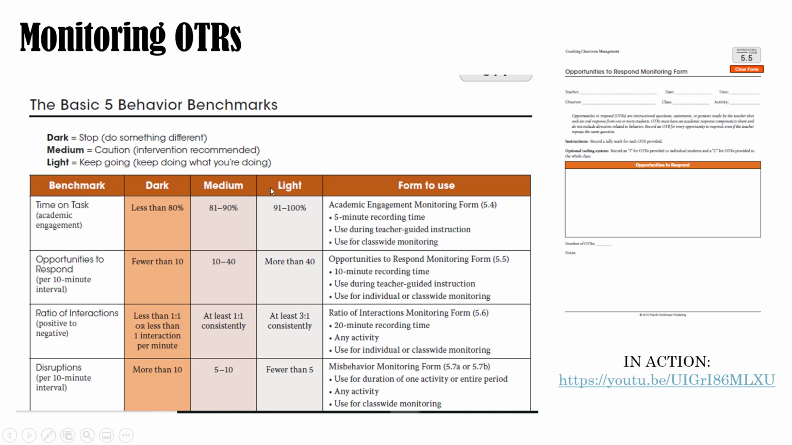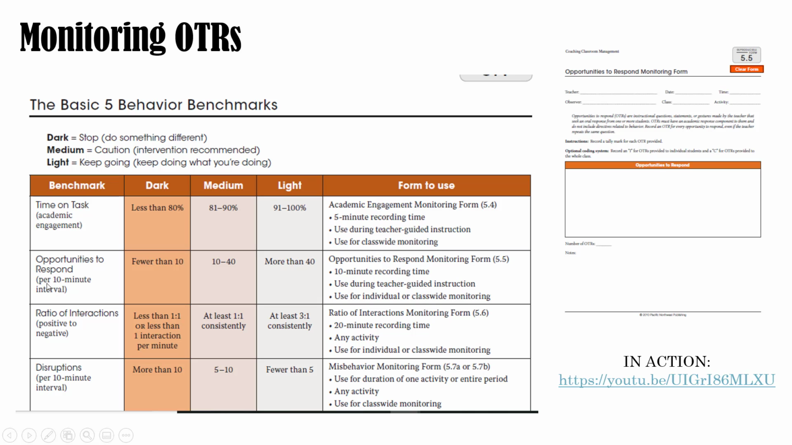So what this means is you want to look at how much time they're on task. And we've talked about different ways to record this. You can do interval recording, things like that. If the kid is on task less than 80%, you're in the dark. 80 to 90%, then you're cautionary. But most of the time, then you're good.